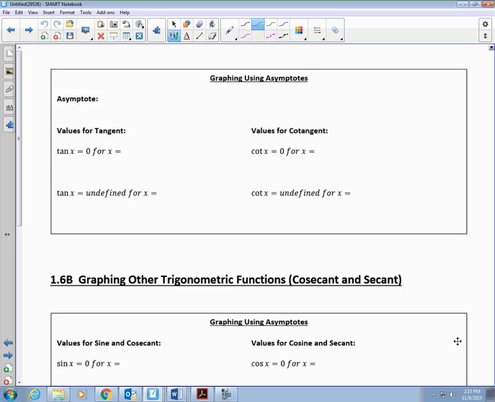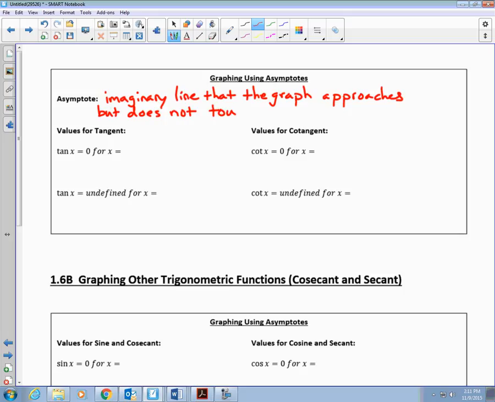So an asymptote is an imaginary line that the graph approaches but does not touch. It's where the function is undefined.